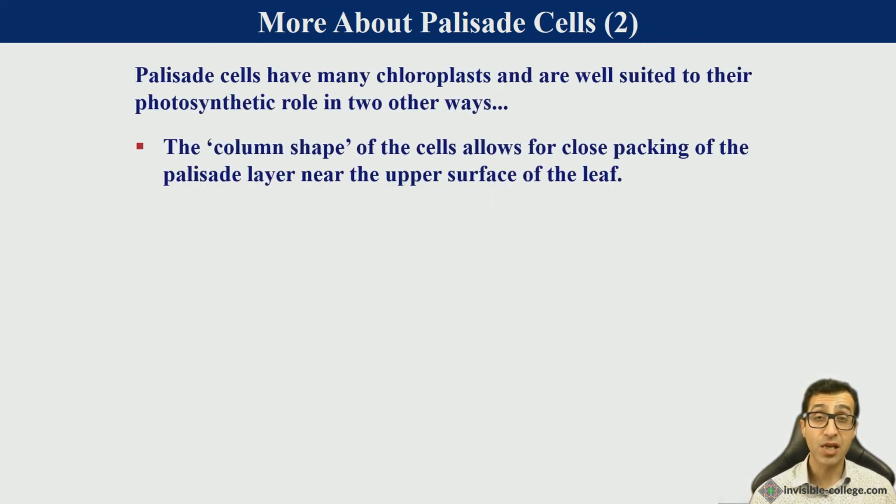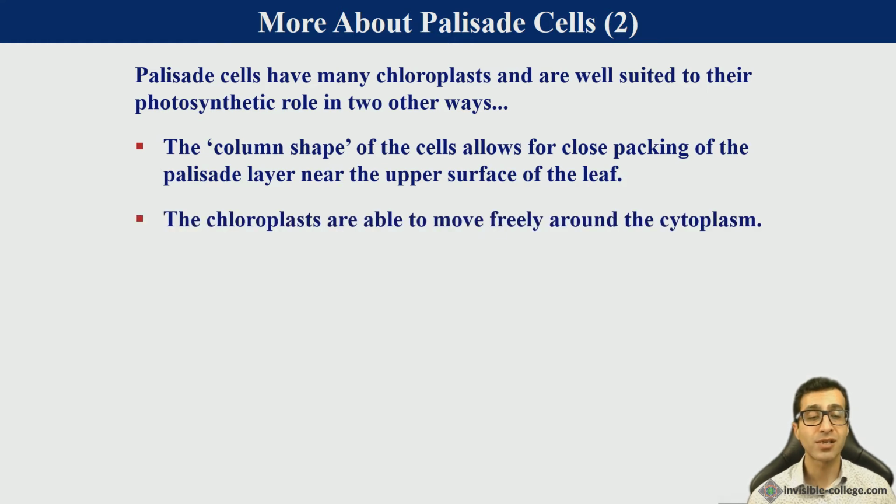These cells are very well suited to their photosynthetic role, as we said before, because first of all they have this columnar shape. The columnar shape means that the light has to travel through the maximum number of chloroplasts in order to get through that layer of cells. But also the chloroplasts are able to move freely around in the cytoplasm.